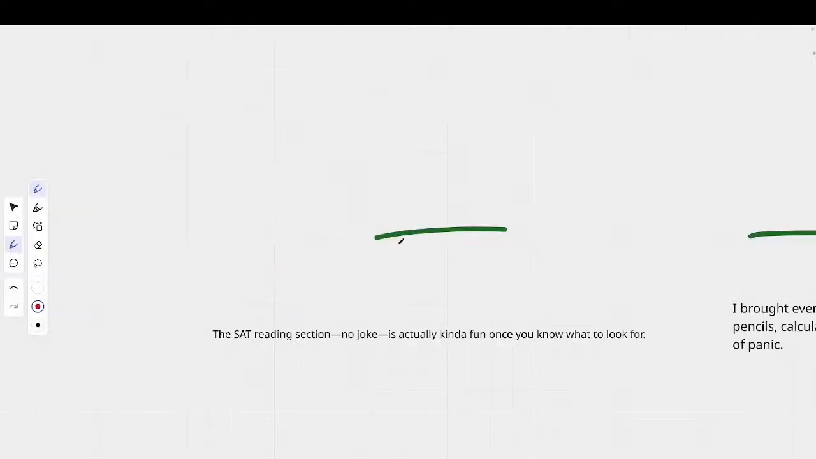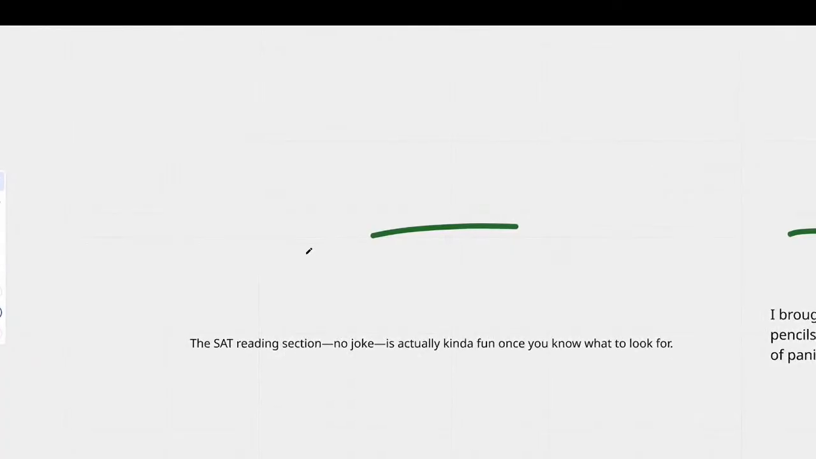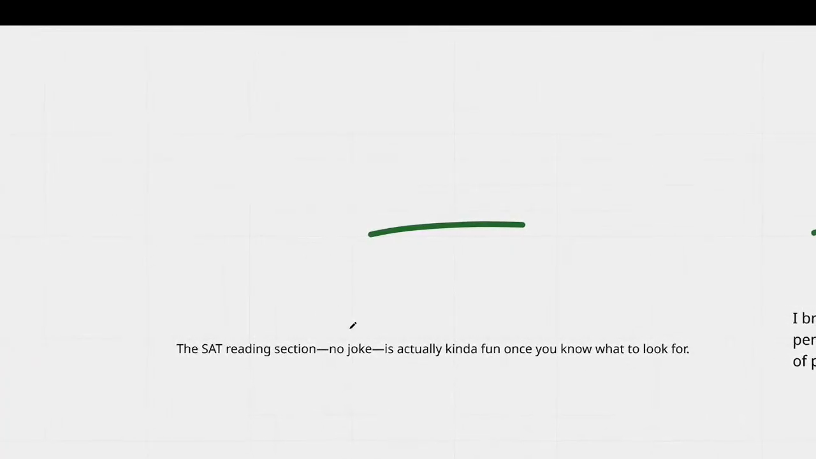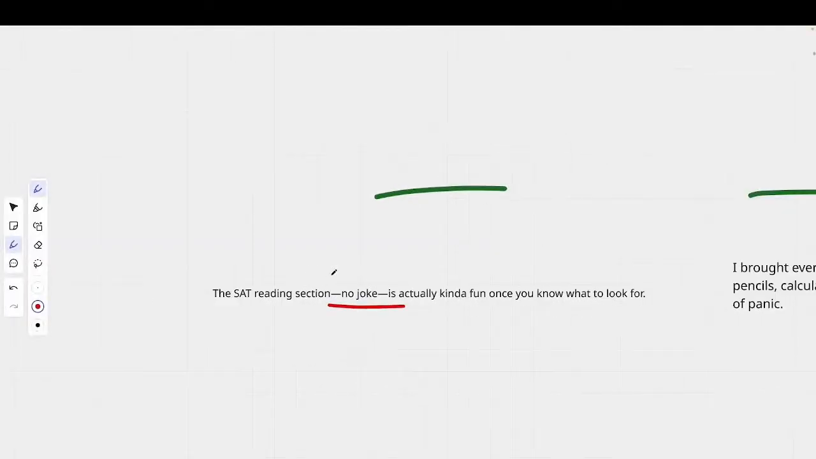This is supposed to be a hyphen. It represents unnecessary information. When I say unnecessary information, I don't mean information that is pointless. I mean information that you don't need to be able to understand the sentence well enough. So look at this. The SAT reading section, no joke, is actually kind of fun once you know what to look for. Hyphens separate this part, no joke, and you need a hyphen on both sides of it.